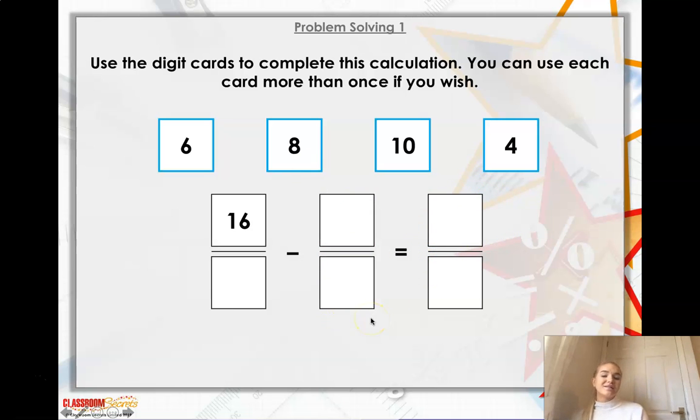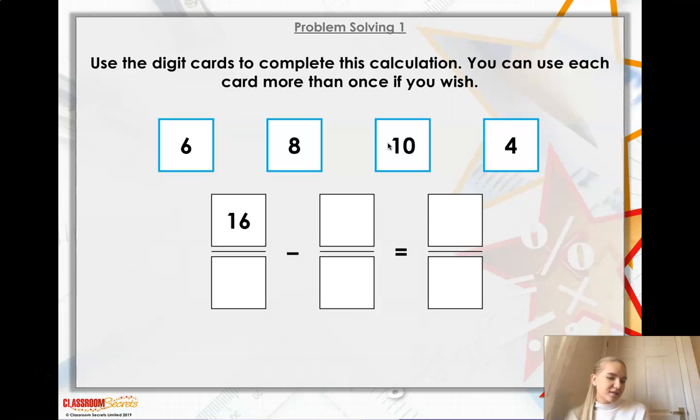So could I do 16/10 subtract 6/10? What is that? 16/10 subtract 6/10. Absolutely, that is 10/10. And I can use 10/10 because I've got that there. Could I do 16/10 subtract 8/10? Yes, I could, because 16/10 subtract 8/10 would be 8/10. Could I do 16/10 subtract 10/10? I could, because 16/10 subtract 10/10 equals 6/10.